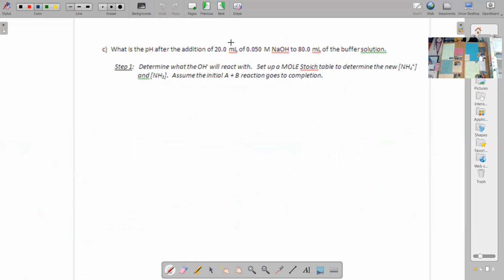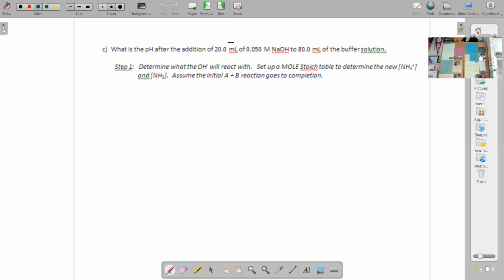We know the buffer is going to suppress, but can we mathematically prove it? Are you guys ready? Okay, so we're going to learn something called a MICE table. Not an ICE table, but a MICE table. Why do you guys think I added the M? Well, because MICE tables are based on moles, okay?